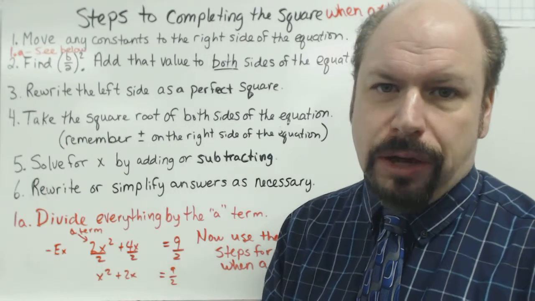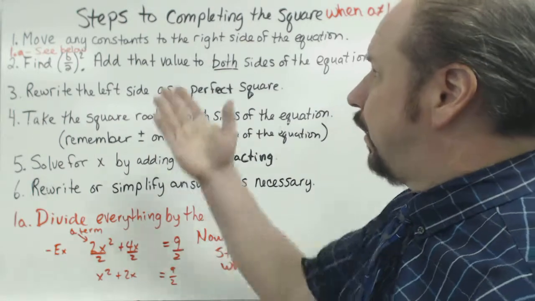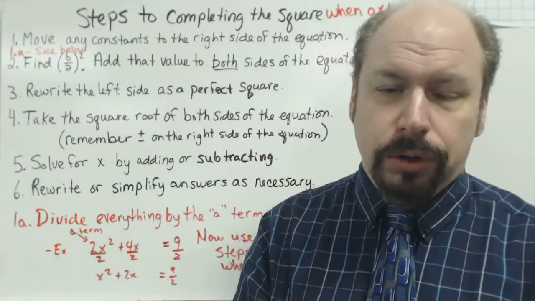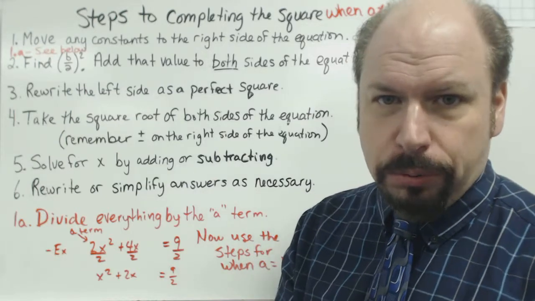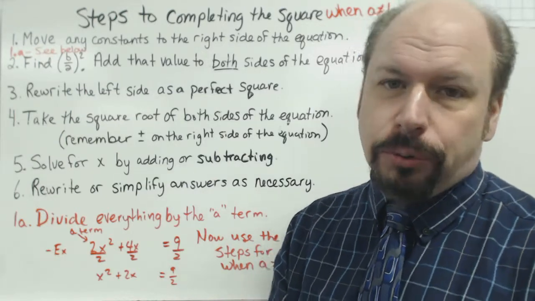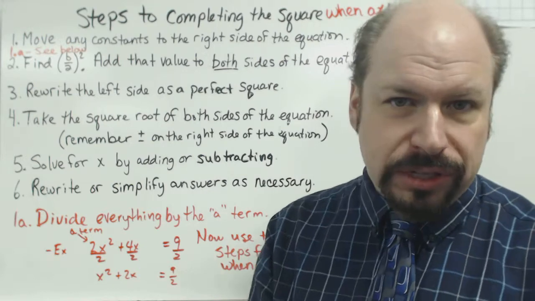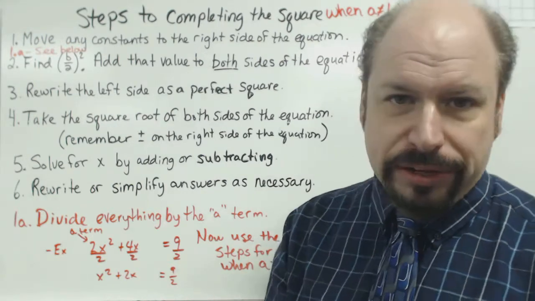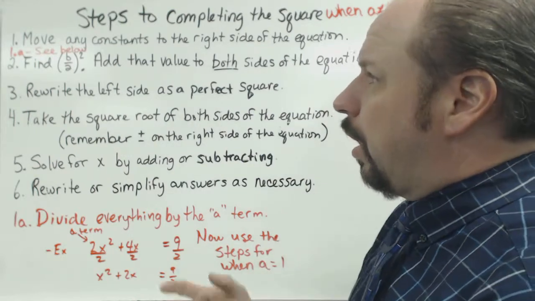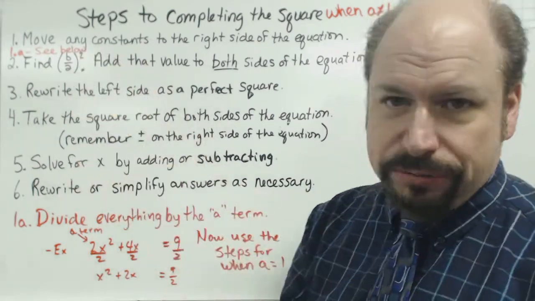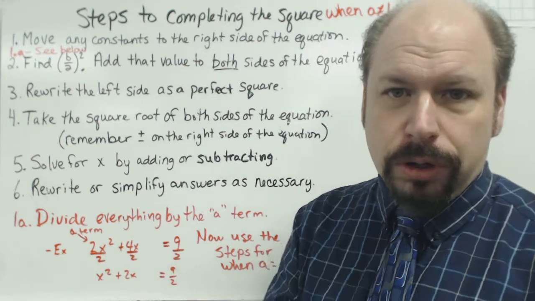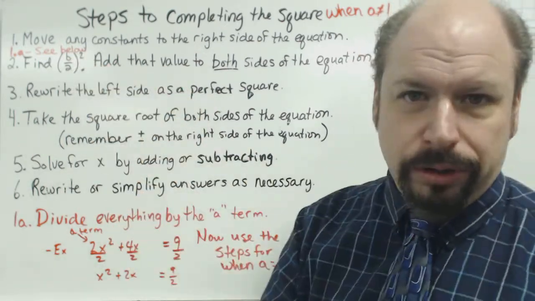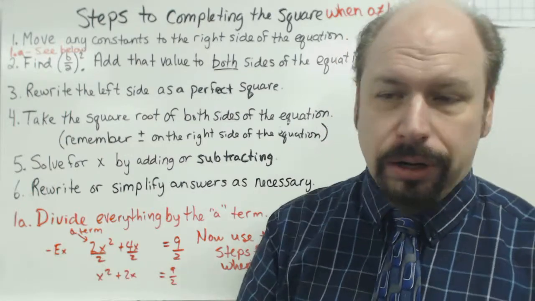Today we're going to talk about solving quadratic equations by completing the square when a is not equal to 1. Before, we talked about solving by completing the square when a is equal to 1. Now we're going to expand on that a little bit and allow for a to not have to be 1. What I've done here is take the steps that we talked about before for solving when a is equal to 1, and I just added one little sub-step.